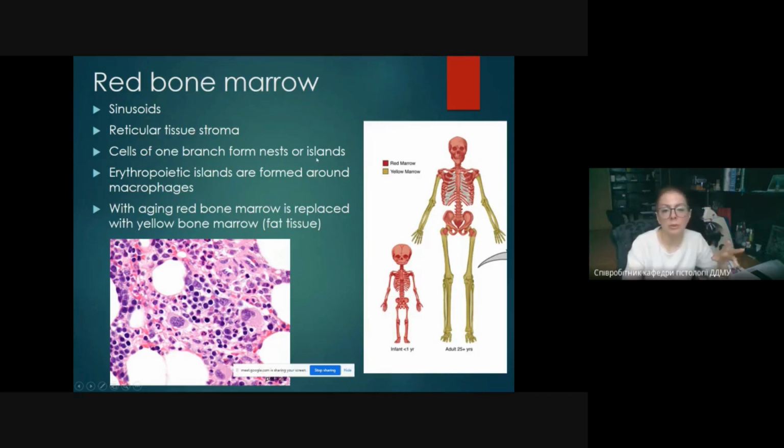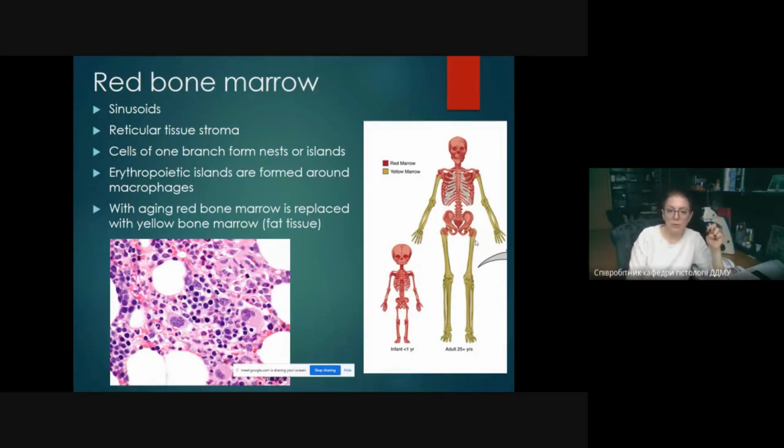Then the cells of one branch of hematopoiesis form nests. Here they are grouped as erythropoietic islands, formed around macrophages we have already considered. And with aging, red bone marrow is replaced with yellow. For example, just after birth, we have hematopoiesis in all our bones, but in an adult organism, in our extremities, fat replaces the red bone marrow, and red bone marrow is concentrated around here.